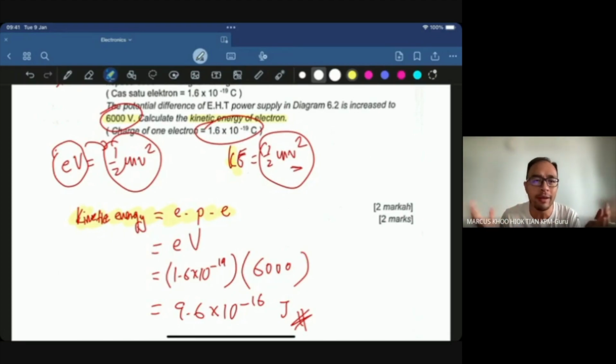No need to find the V. No need to find the velocity. And that's where usually I think the headache happens. Because when we are stuck at, oh, kinetic energy half mv squared, okay, I can dig out the m from somewhere, mass of electron.